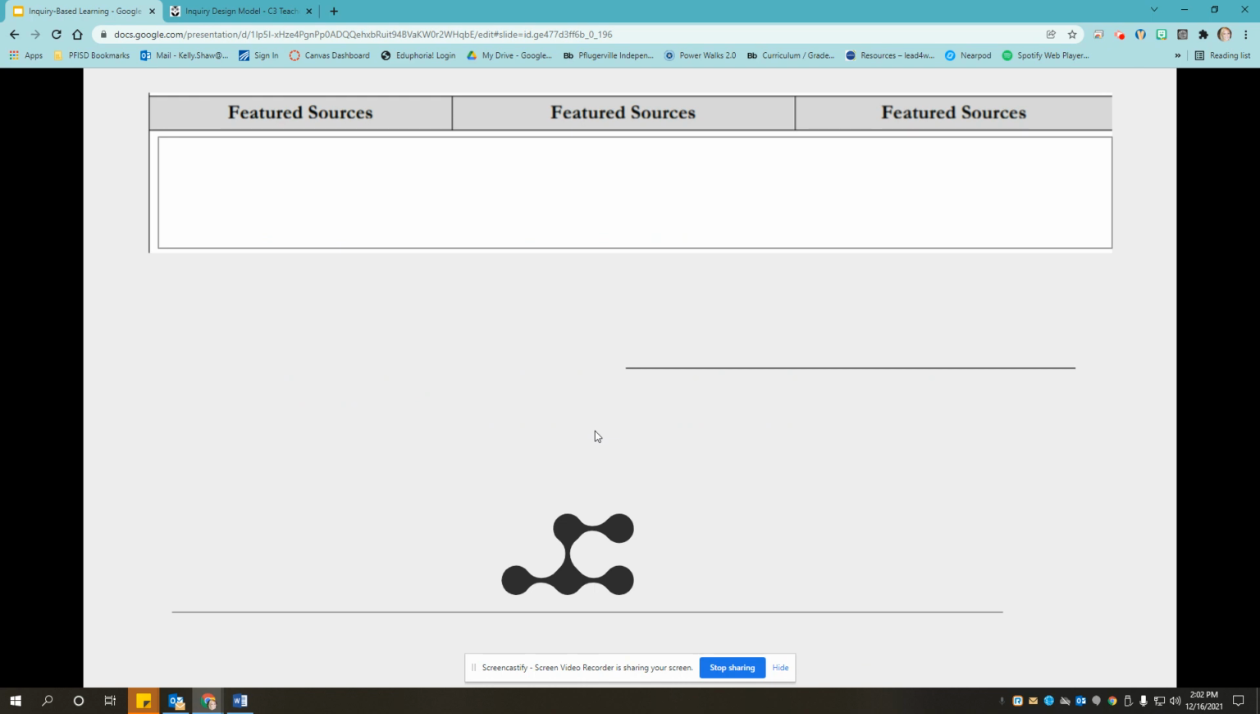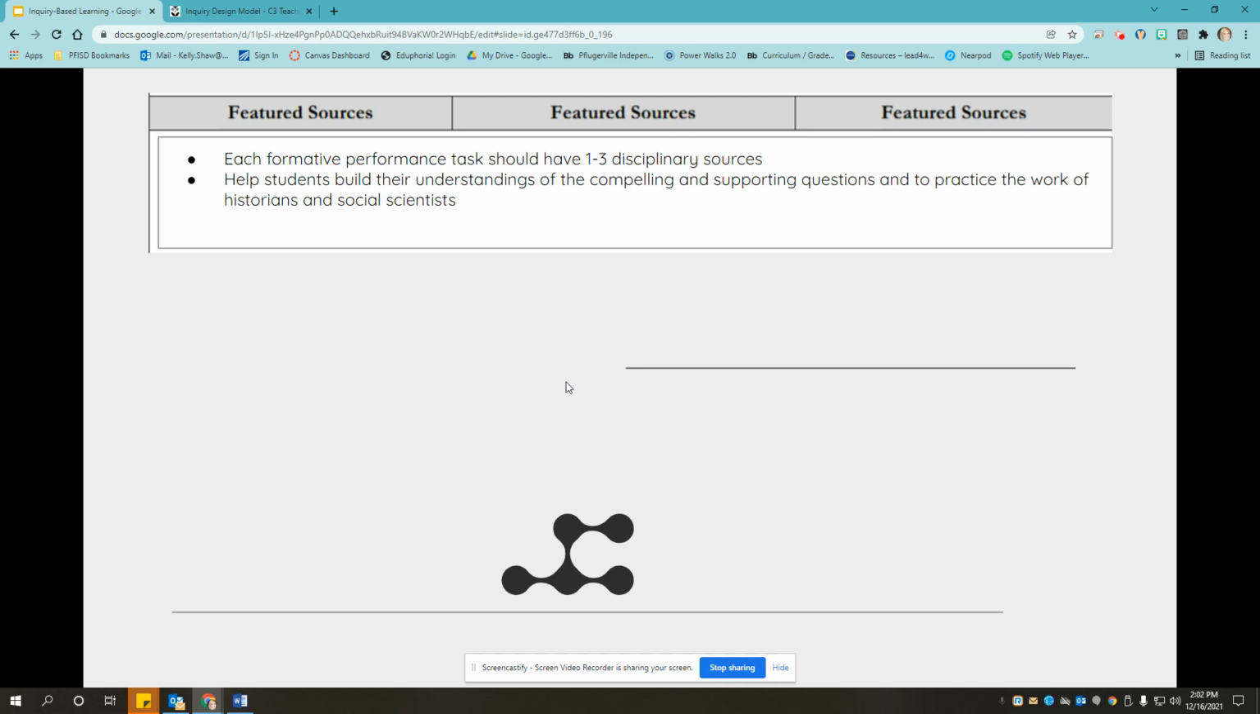Then we have our featured sources. This is dimension 3 in our inquiry arc. Each performance task should have 1 to 3 disciplinary sources. So each formative task needs sources to help back them up. These help students build their understandings of the compelling and supporting questions and to practice the work of historians and social scientists. An example for the American Revolution would be Abigail Adams' letter to John Adams.